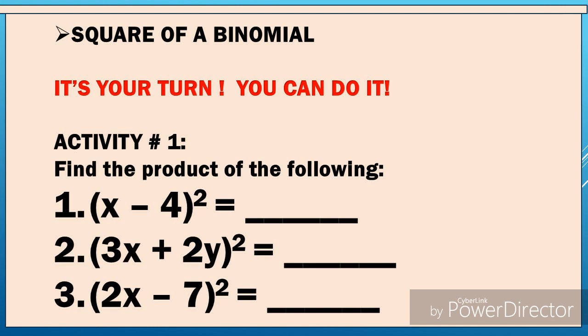Okay, now it's your turn. Here's your activity number 1. You're going to find the product of the square of binomial. Okay, we have 3 exercises or 3 items for that activity.